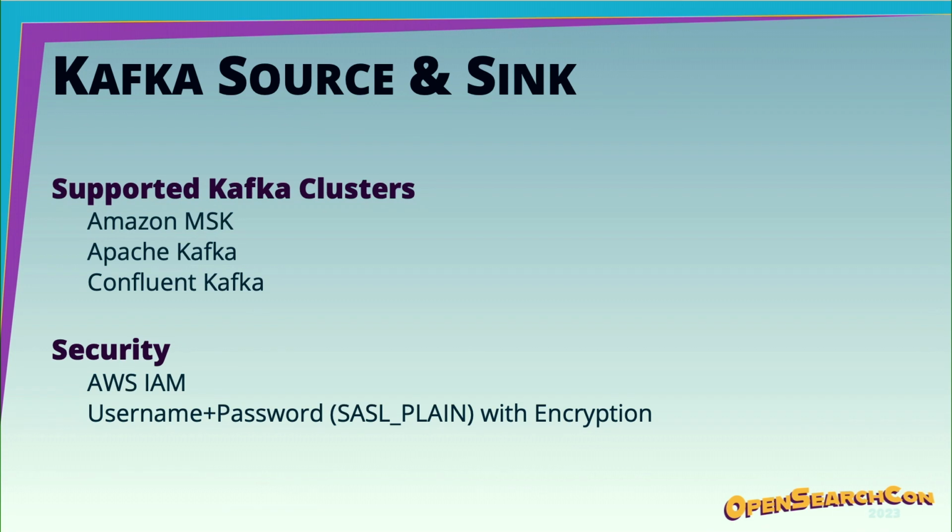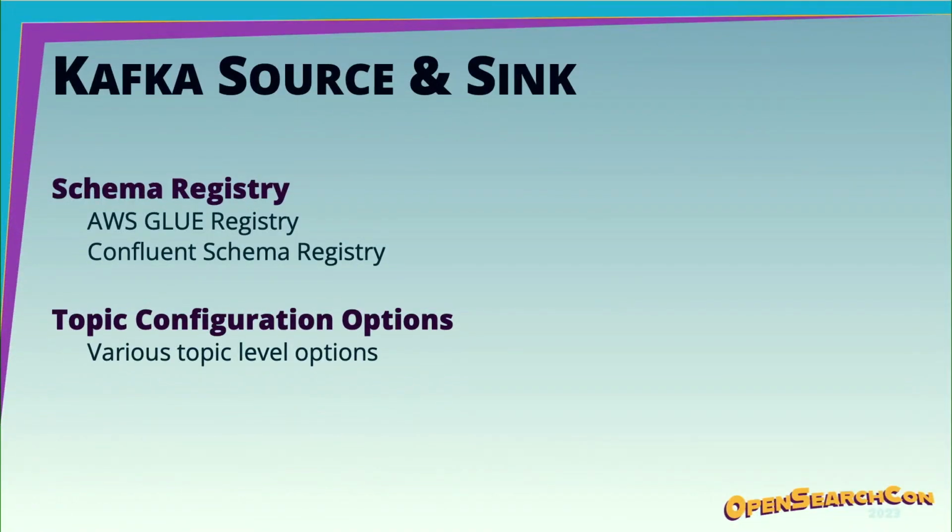In Data Prepper, we support three different types of Kafka cluster: the Amazon managed MSK Kafka cluster, Apache Kafka, and Confluent Kafka. We support security through AWS IAM, and also username and password security when communicating with Apache Kafka or Confluent Kafka. Data Prepper also supports schema registry for data serialization and deserialization. We support AWS Glue and Confluent schema registry.